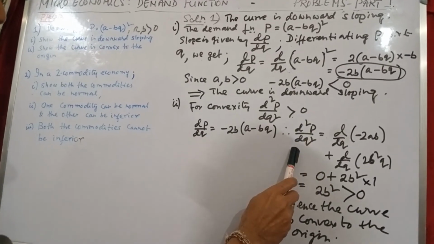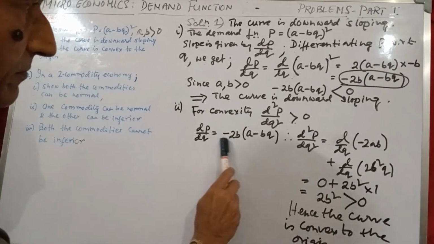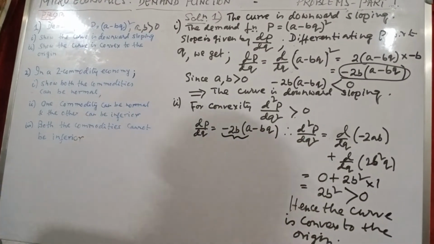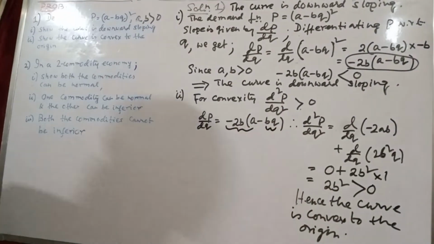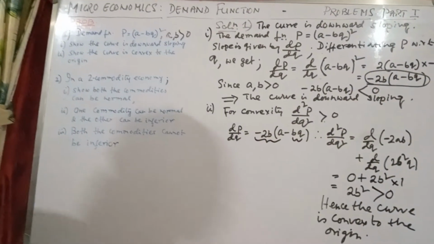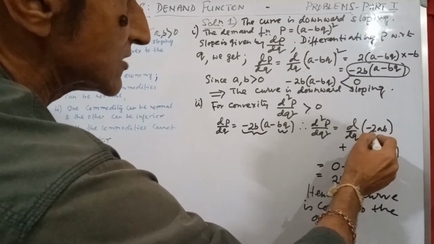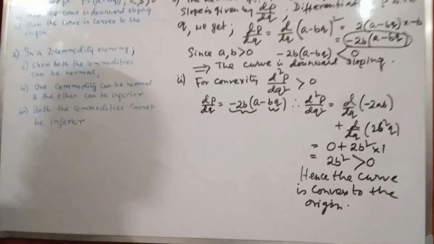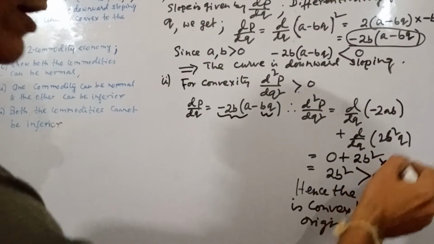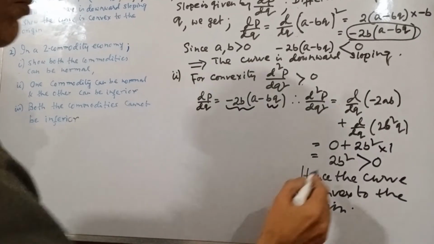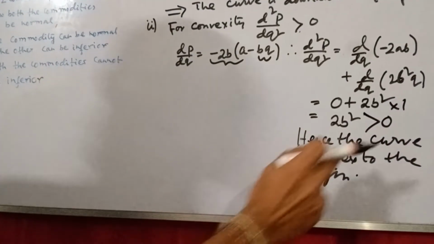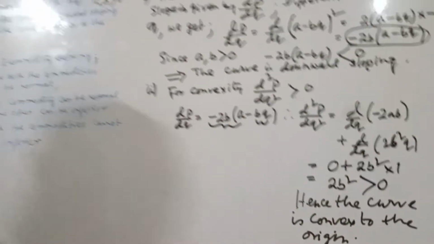Therefore d2p/dq square equals d/dq of minus 2ab plus d/dq of bq into 2b, that is 2b square q. This becomes 0, d/dq of minus 2ab is 0 because a and b are constants, and 2b square q becomes 2b square into 1. Now b being greater than 0, 2b square is greater than 0, hence the curve is convex to the origin. Correct?